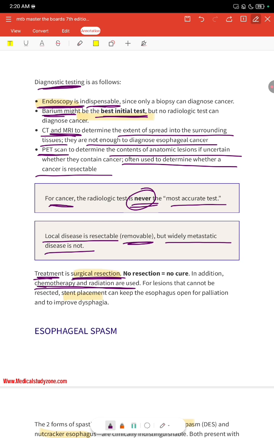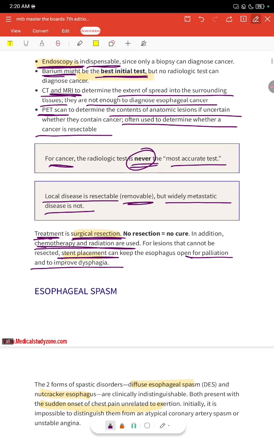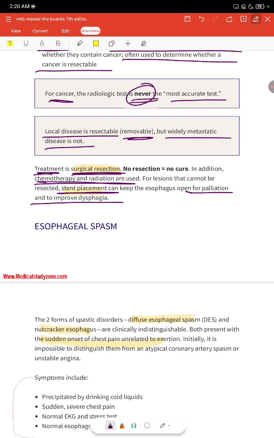For lesions that cannot be resected, stent placement can keep the esophagus open for palliation and to improve dysphagia. So, if there are lesions that cannot be resected easily, you can place a stent that will keep the esophagus open for palliation and to improve the problem of dysphagia.